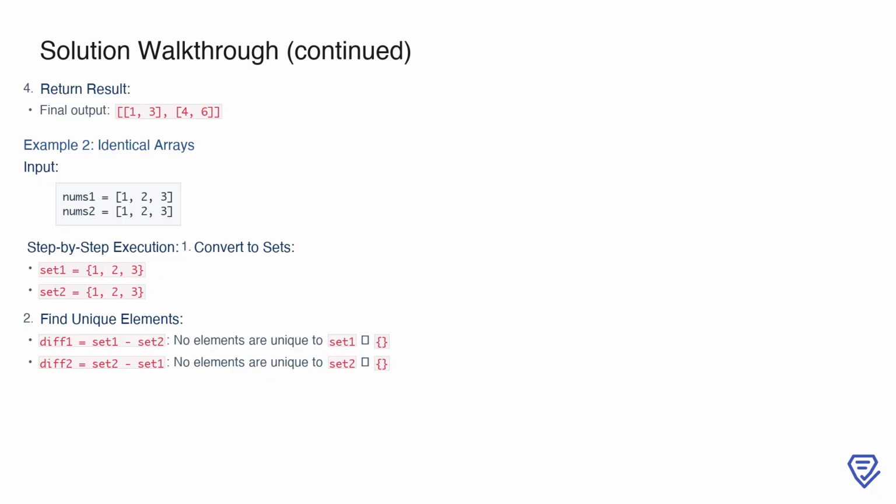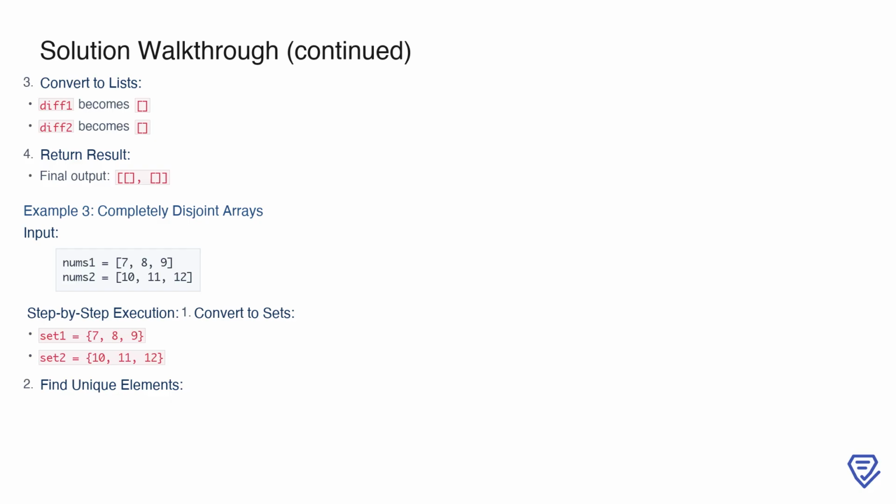Since the sets are identical, subtracting one from the other results in an empty set for both operations. Specifically, set 1 minus set 2 gives an empty set, and set 2 minus set 1 also gives an empty set. This means there are no unique elements in either array. Next, we convert the empty sets obtained in example 2 into lists. Both diff1 and diff2 become empty lists. With no unique elements in either array, the final output for this example is [[], []].